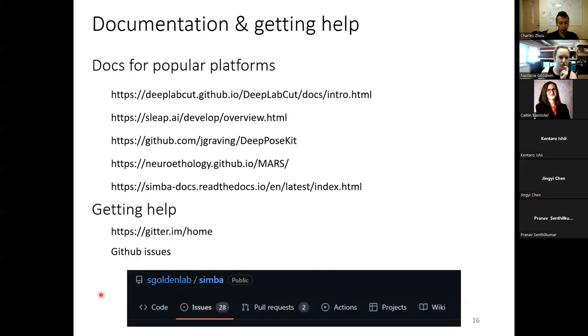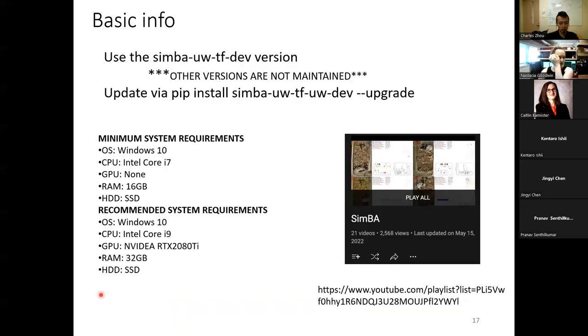Okay. So moving into SimBA, some very basic info. We only maintain one version of SimBA right now, and this is the SimBA UW TensorFlow development version. There are still other versions available because Simon is very attached to them and won't take them down. Don't use them. Installing this is very easy, and updating is very easy also. It's all pip install.